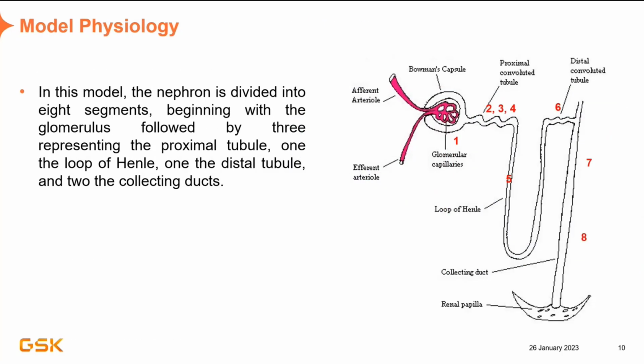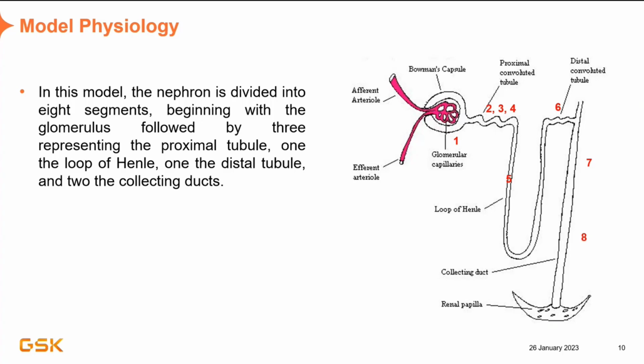Now, in this Mech model, the nephron is divided into 8 segments, and that's based on the known physiology of the nephrons. So we have the glomerulus, which is number 1, and then the proximal tubules are divided into 3 sections, and that is where most of the enzymes and transporters are located in the cortex. They are located in the cortex of the kidney.